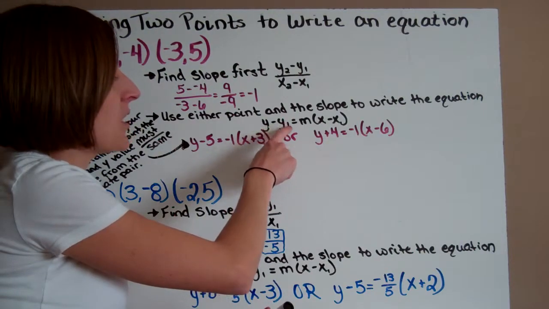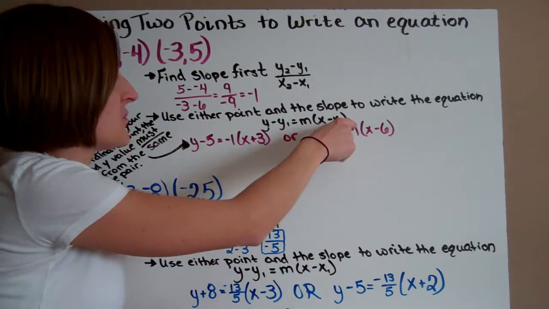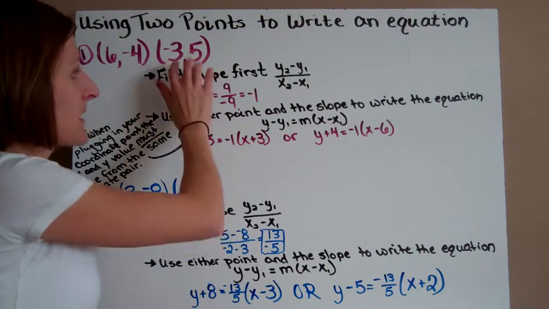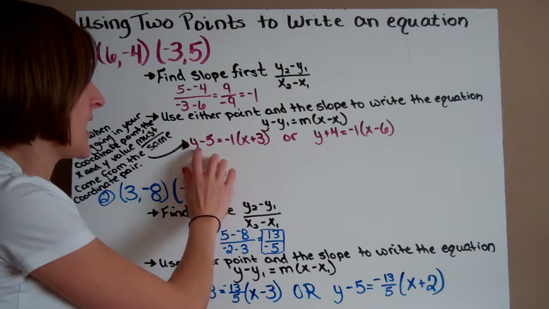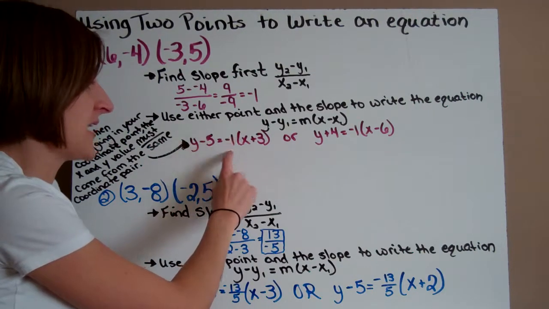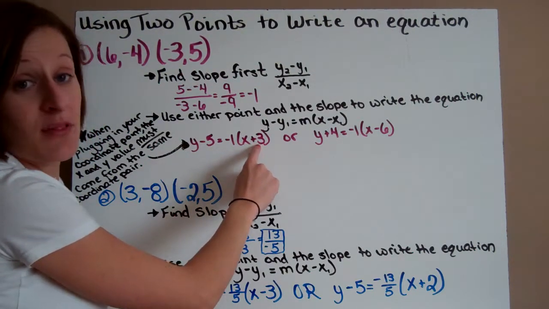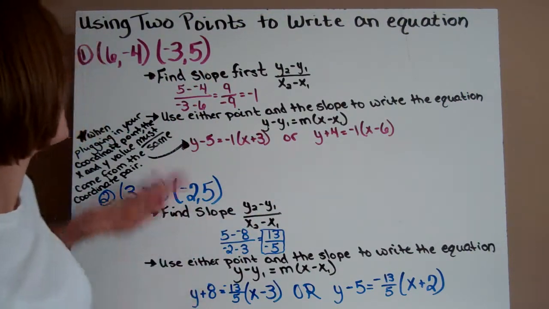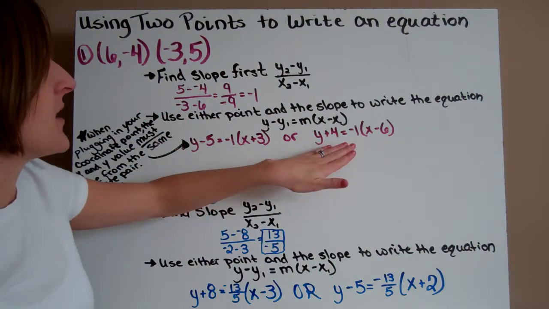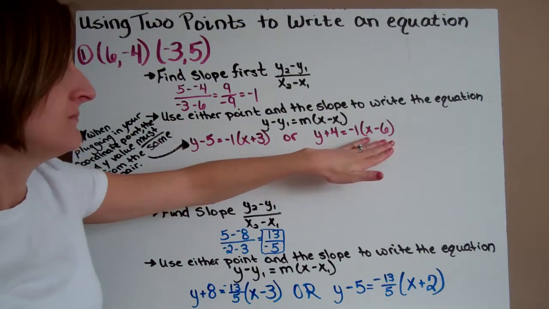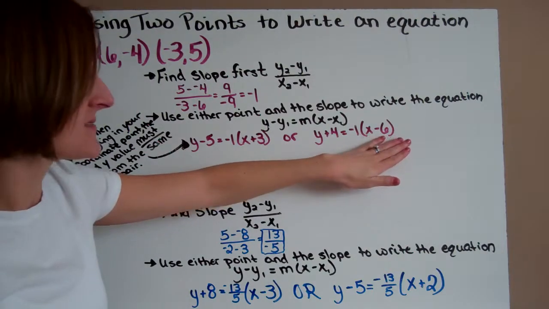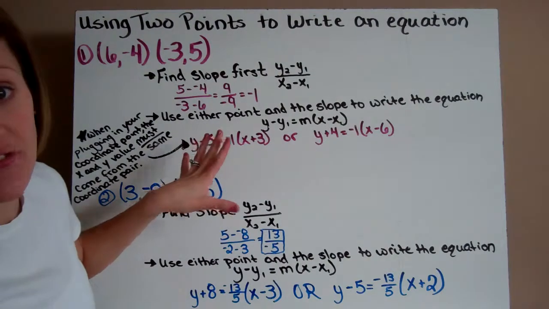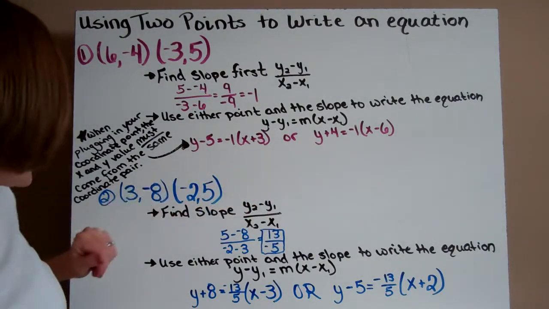So y minus y1 equals m times x minus x1. You just found m, which was -1. Okay, if I took the second point and wrote it, I would do y minus 5 equals -1 times x plus 3, because it's a -3. So I keep change. Now if I use the first point, I get y plus 4 equals -1 times x minus 6. Both ways are correct. Even though they look different, both ways are correct.